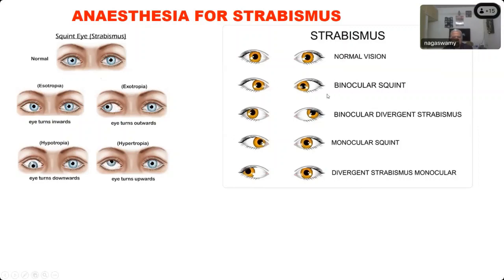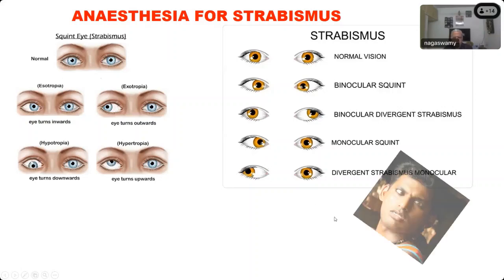And this is binocular squint where both the eyes are rotated medially. This is divergent strabismus, binocular. Both eyes are rotated outside. Monocular. This is the normal eye. This is the eye where it has come to the medial side. And again divergent. This is the normal eye. This is the deviated eye. So it can come towards the medial canthus or go towards the lateral. So divergent or convergent squint will be there.